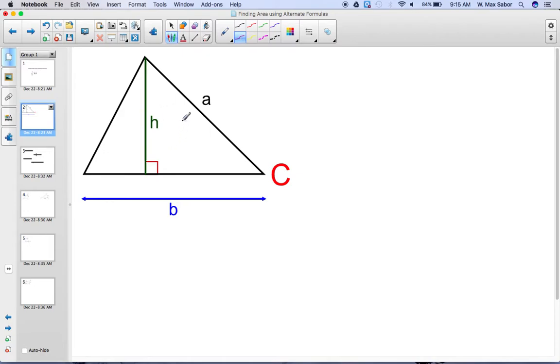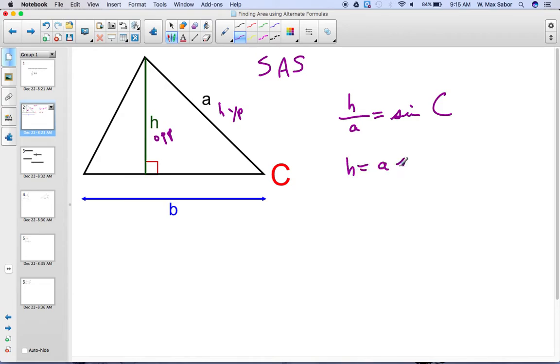If we don't have the height and we have, say, two sides and the angle between them, say side, angle, side, how can we find that height? Well, this height is connected to angle C. It's the opposite side of the right triangle with angle C, and A is the hypotenuse. So that means that h over A equals the sine of angle C. In other words, h is A times the sine of angle C.